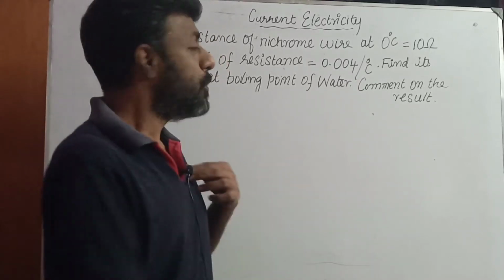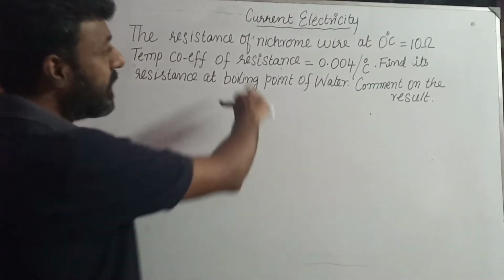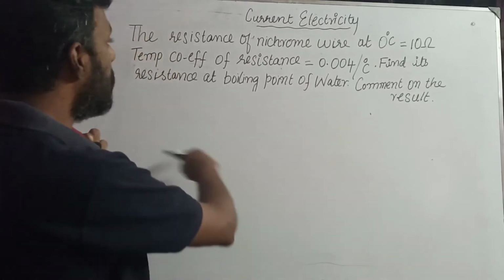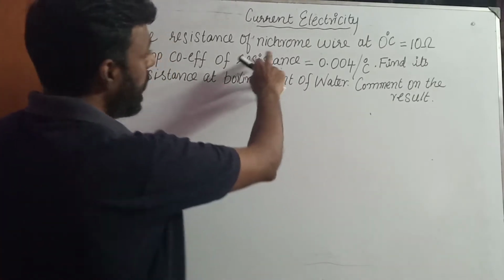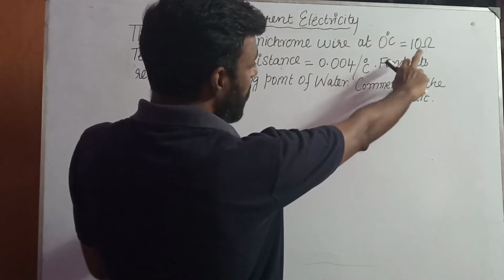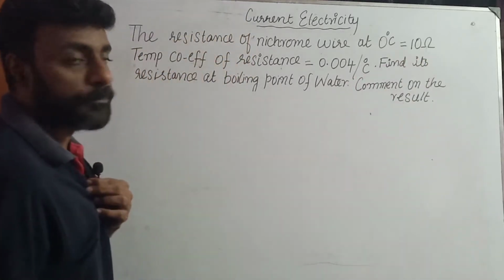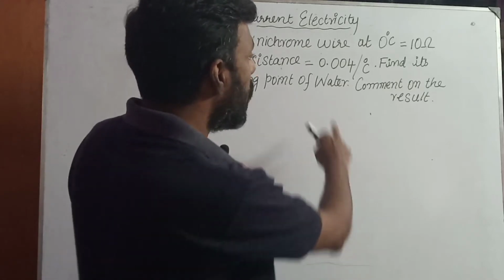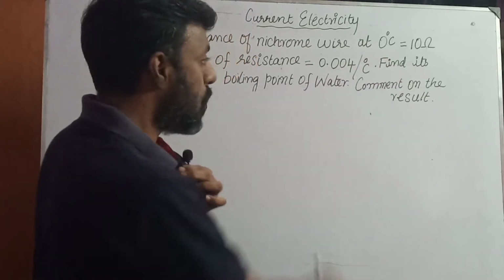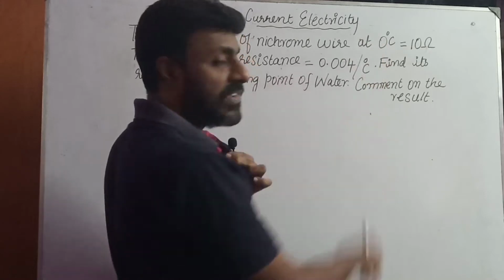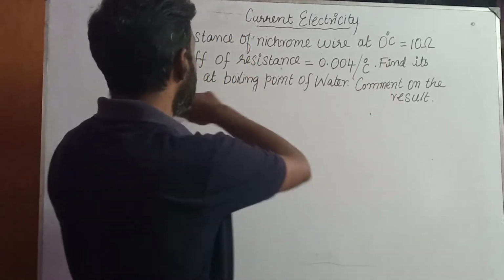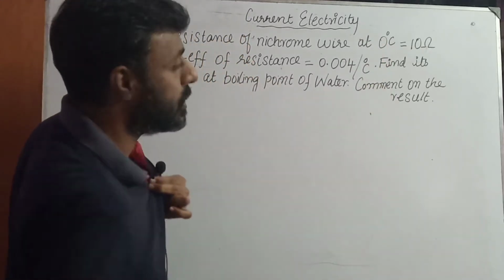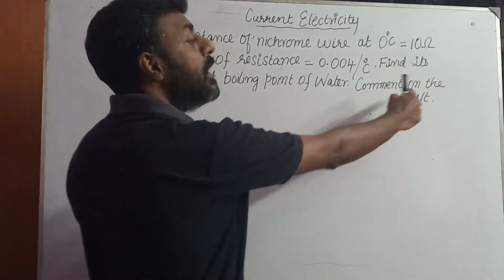Let's solve another numerical problem in current electricity. I'll read the problem. The resistance of nichrome wire at 0 degrees Celsius is 10 ohms. The temperature coefficient of resistance is 0.004 per degree Celsius. Find its resistance at the boiling point of water. And finally, we need to comment on the result.